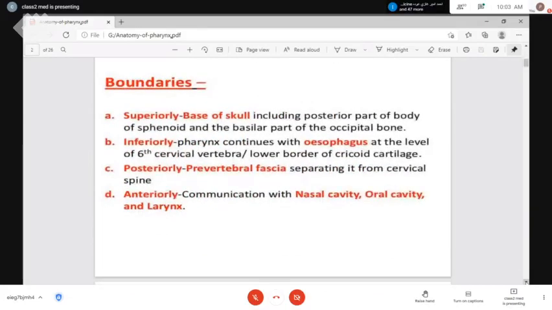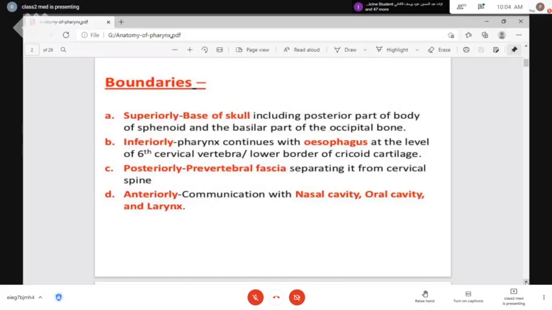The boundaries of the pharynx. Superiorly, the base of the skull, including the posterior part of the body of the sphenoid and the basilar part of the occipital bone. Inferiorly, continuous with the esophagus at the level of the sixth cervical vertebra, at the lower border of the cricoid cartilage.